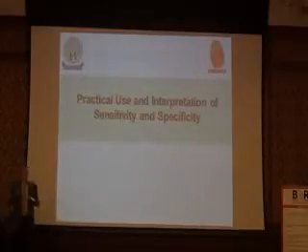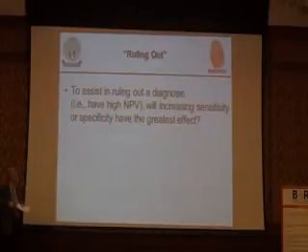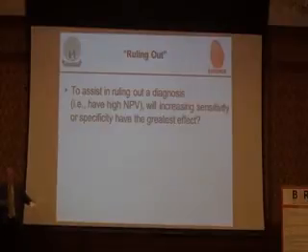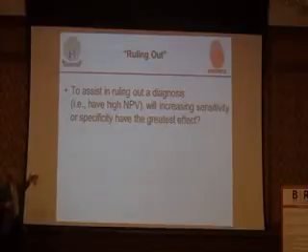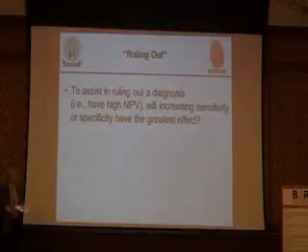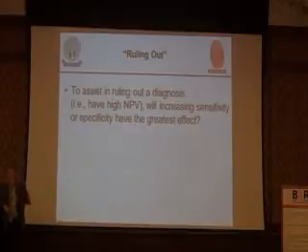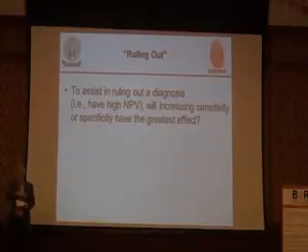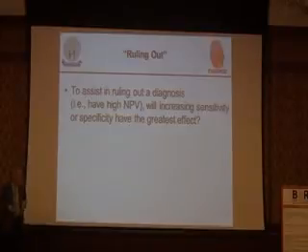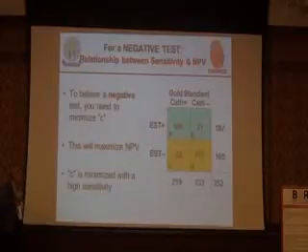Now, how do we use this practically? Suppose I want to rule out a condition. To assist in ruling out, in other words, to have a high negative predictive value, will increasing sensitivity or specificity have the greatest effect? Sensitivity, that's right. Now that feels opposite to what it should be, right? Because specificity has to do with those without the disease. But in actual fact, you need to maximize sensitivity.